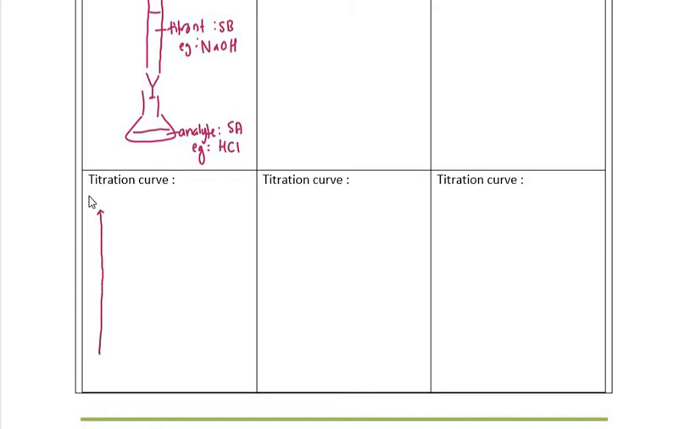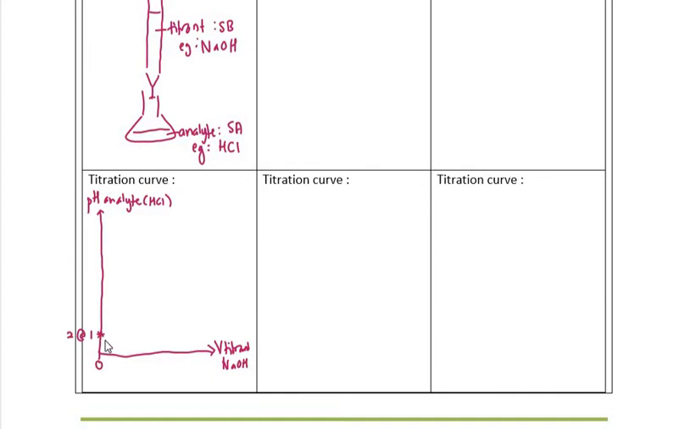This is your graph. The y-axis refers to the pH of the analyte, which is HCl in this case, and your x-axis refers to the volume of titrant, referring to NaOH. The starting point must come from pH 1 or 2 here, right? 1 or 2 at volume equals 0.